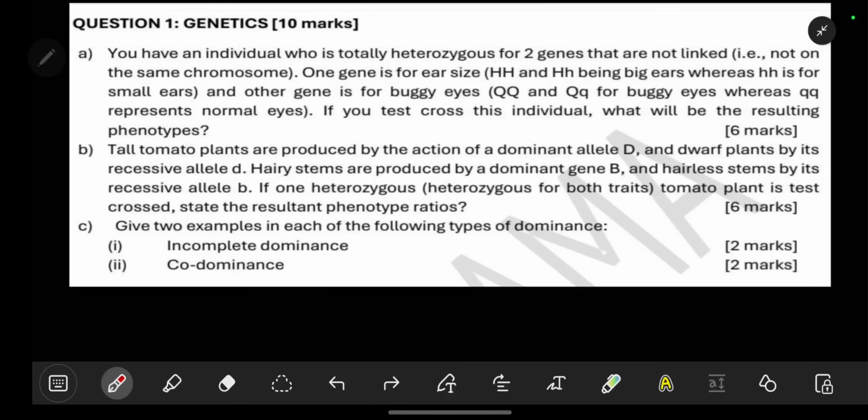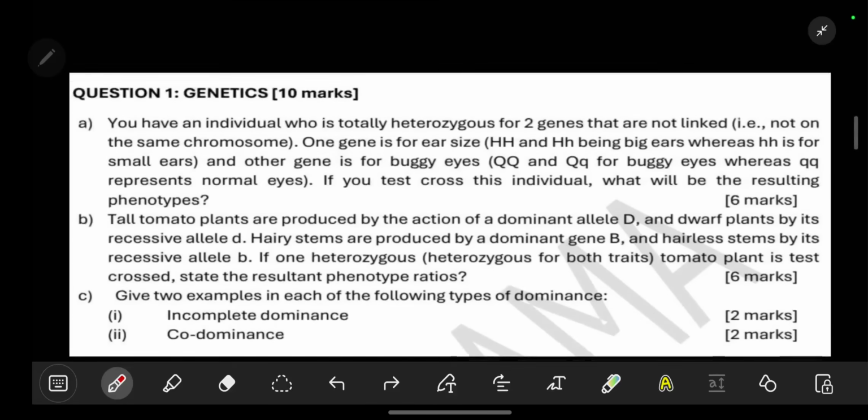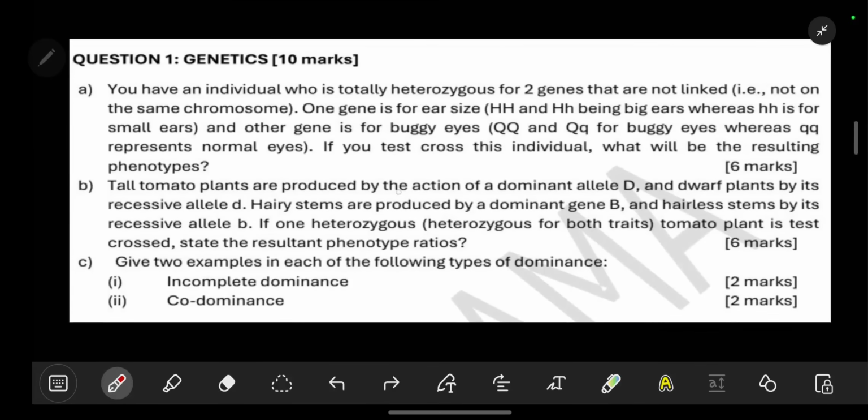It says that you have an individual who is totally heterozygous for two genes that are not linked, that is, not on the same chromosome. One gene is for ESIs, HH, and so these are the letters. Then we are told also that the other gene is for baggy eyes, which is Q like that, for baggy eyes, whereas two small letters we have the normal eyes. If you test cross this individual, what will be the resulting phenotype?